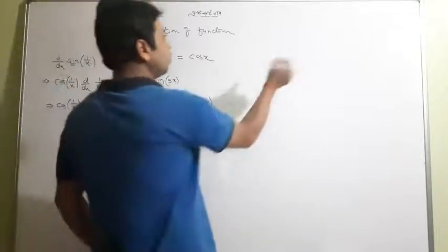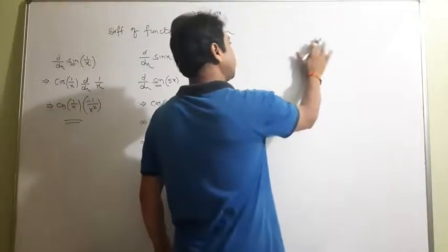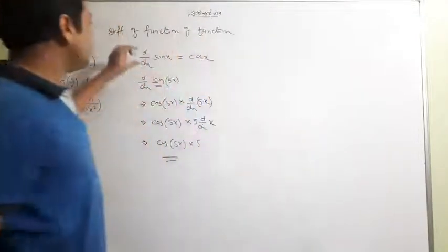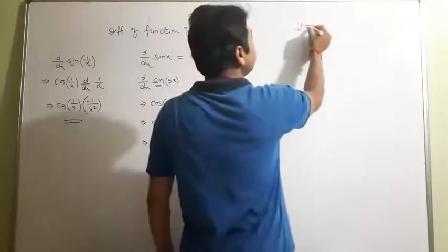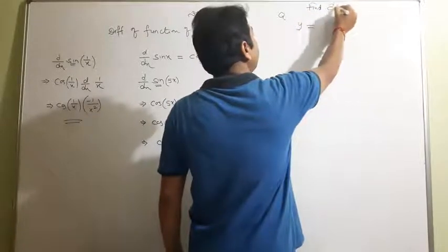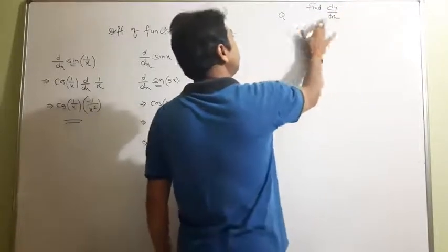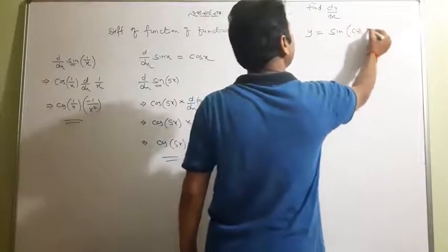Okay, furthermore, one more example I want to take. Suppose a question comes with the procedure. This time I wrote the answer with d by dx directly, but now I am writing in a special way. Suppose the question comes: find dy by dx, and the question is y is equal to sine of cos of x cube.